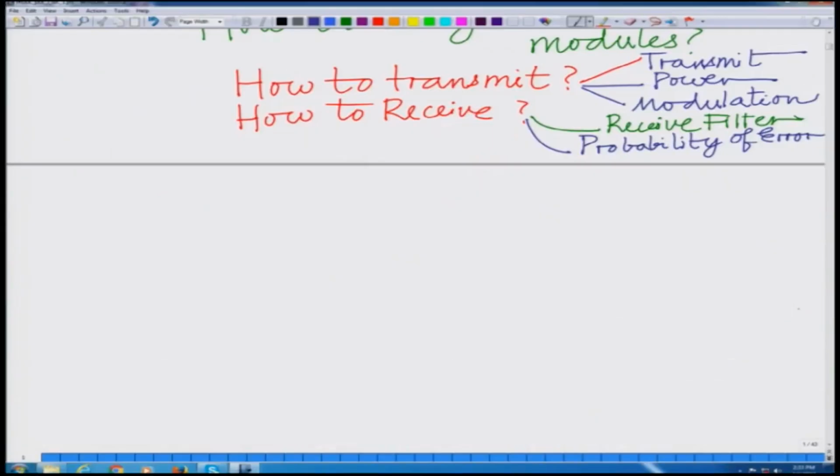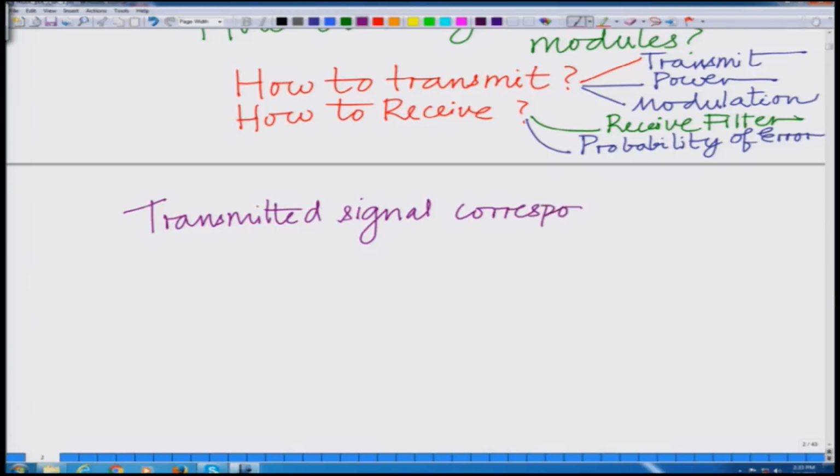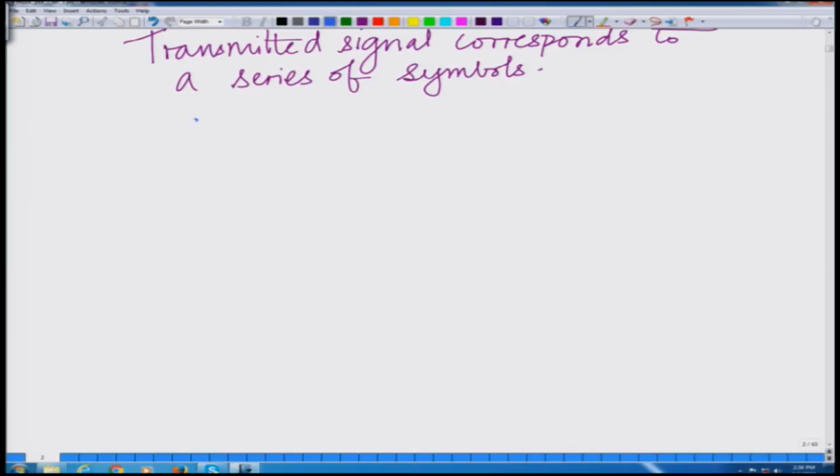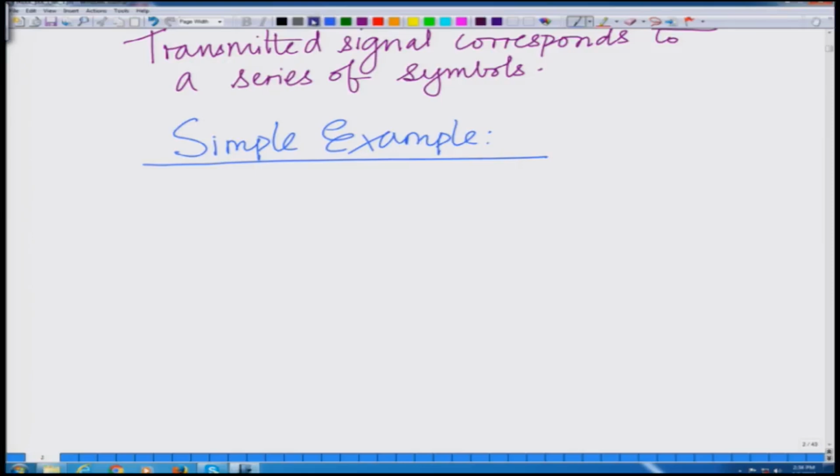Now, how to transmit the signal? In a digital communication system, the transmitted signal corresponds to a series of symbols. For example, let us take a simple example. Let us say we take the information symbol 0, we map it.